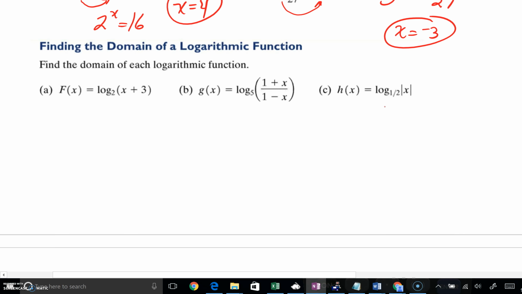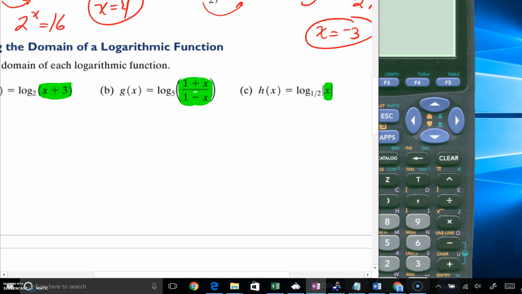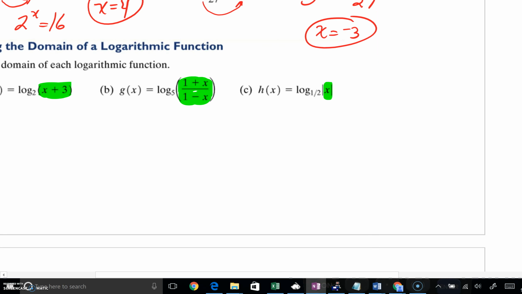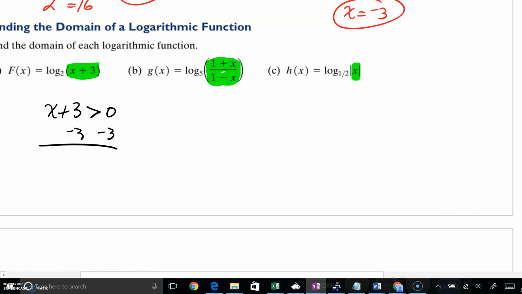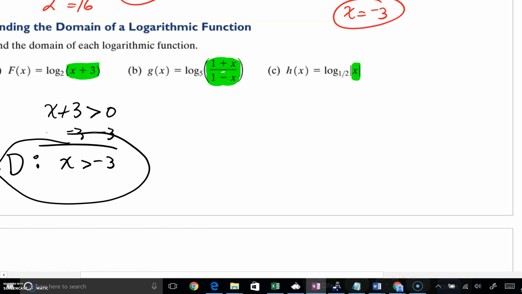Now, we said earlier that our domain was such that the argument inside must be greater than 0. Not even equal to 0. Greater than 0. So here's what's going on. We could say x plus 3 greater than 0. It only takes you a moment to solve. And guys, that's your domain. You're saying, look, for this log to be defined, you can only have x to be larger than negative 3.